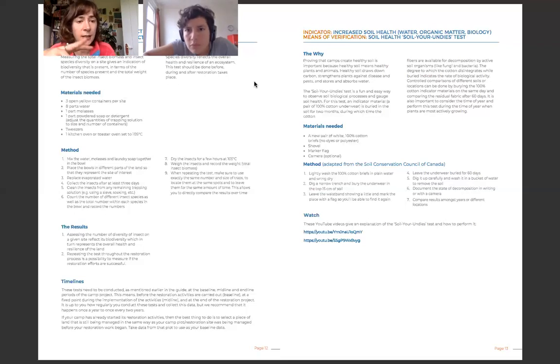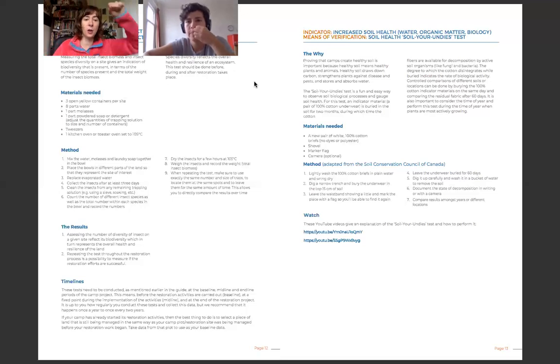Again, you should be doing all of these tests on the site that you're restoring and the control site. So you're constantly comparing the two. And then you dig up the underwear, and the amount of decomposition that has happened to the cotton will indicate how active the soil food web is. So how much fungi, bacteria, protozoa, nematodes, all of the stuff that's in healthy soil, how much of it is present, and you'll be able to see that by the level of decomposition. So this is not a completely scientifically watertight test, but it's a really good way of showing soil health.